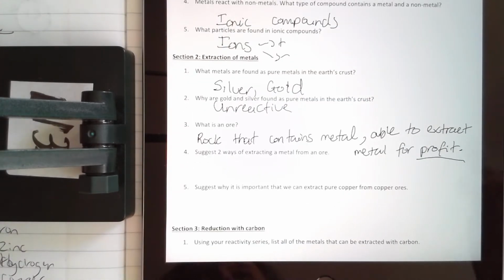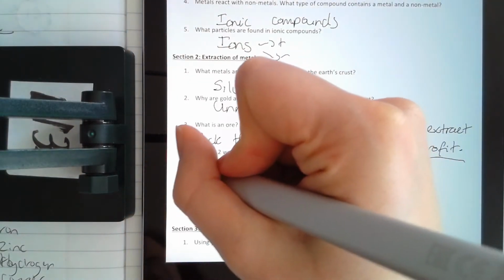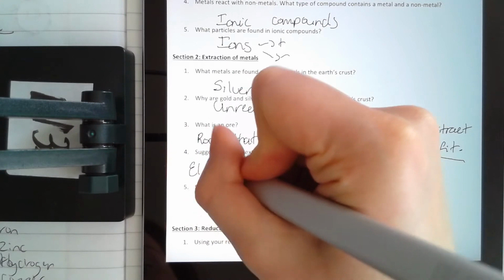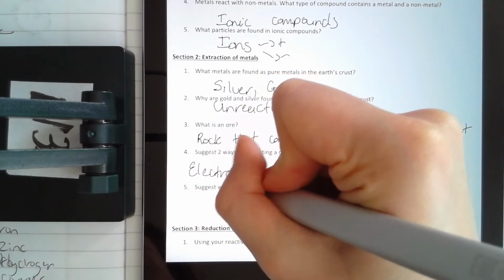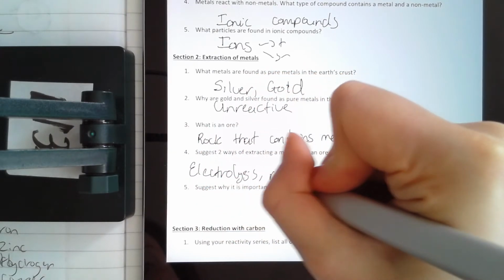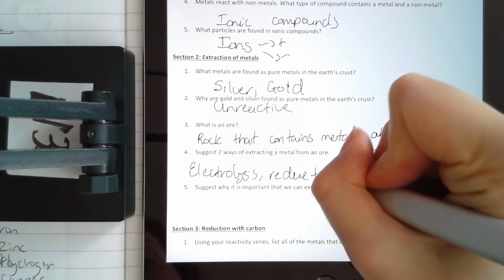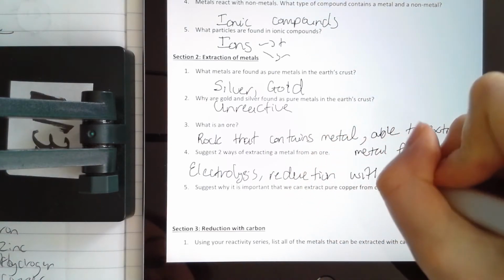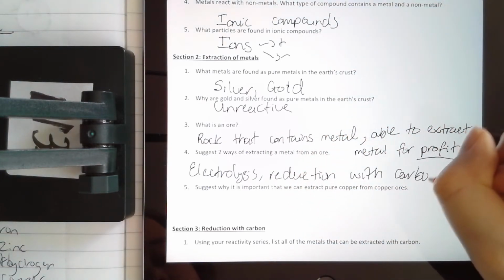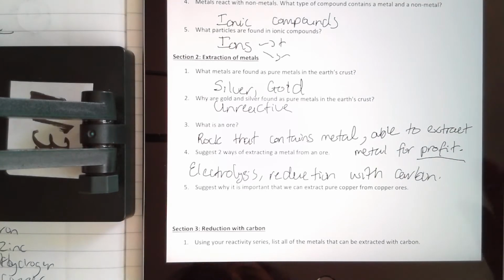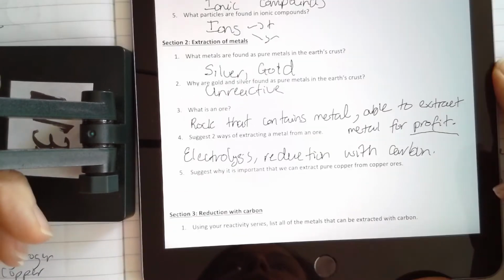How are you going to extract a metal from an ore? The two main methods we have are electrolysis and reduction with carbon. But if you mentioned either of the biological methods, so phytomining or bioleaching, that is also okay. Suggest why it's important that we can extract pure copper from copper ores.